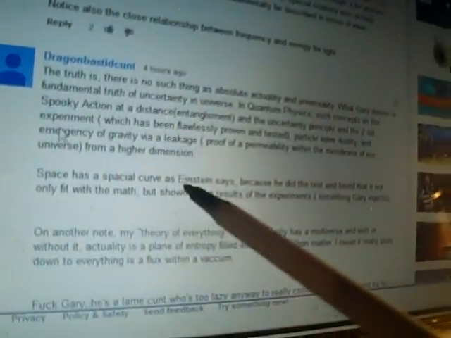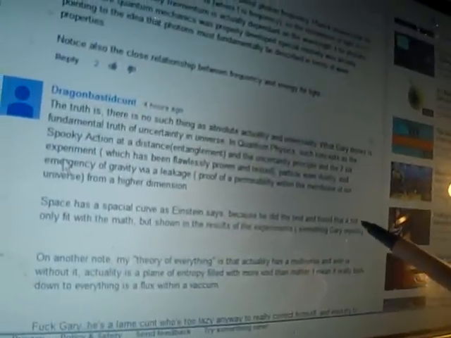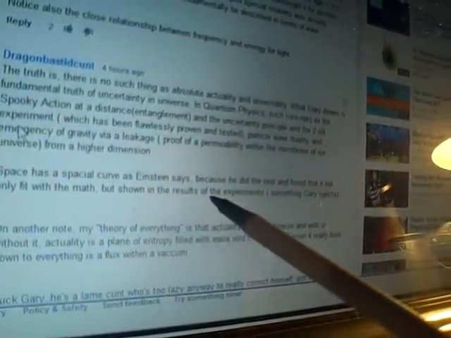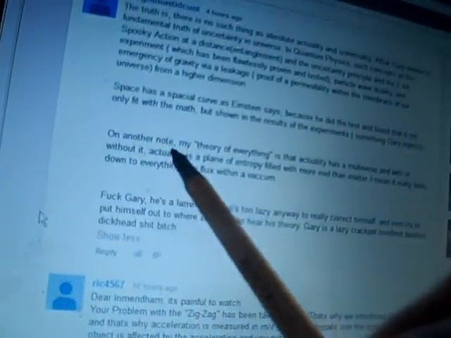Space has a special curve, as Einstein says. Well, I don't think he called it a special curve, because he did the test and found it not only fit with the math, but shown that in the results of the experiment. Yeah, I don't think Einstein did any experiments actually, and all they did was demonstrate gravitational lensing, which in my opinion does not prove anything. I mean, do you think regular lensing proves something?